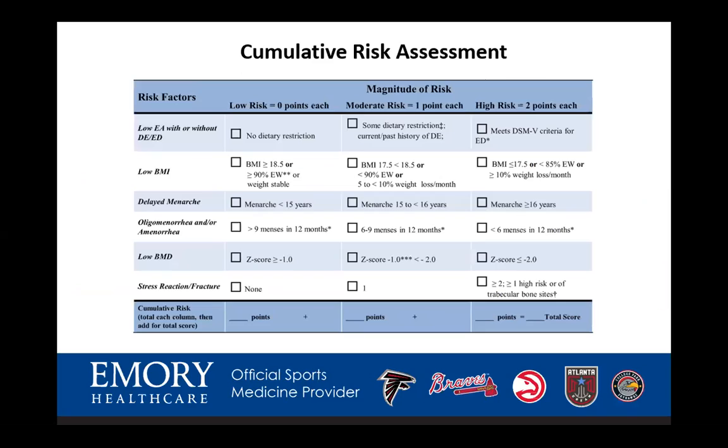But one of the tools that can be helpful and a little bit more straightforward, specifically with collegiate athletes where you're doing their pre-participation evaluation, is that you can categorize them into low, moderate, and high risk, looking at their history of low energy availability, low BMI, age at first menses, any history of oligomenorrhea or amenorrhea, low bone mineral density, and stress fracture or stress reaction. So going through this, you can identify those athletes who may be at higher risk.